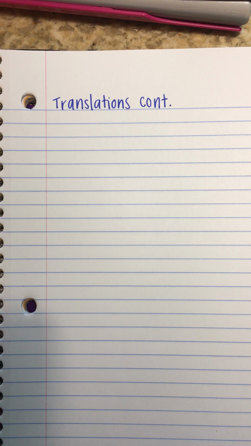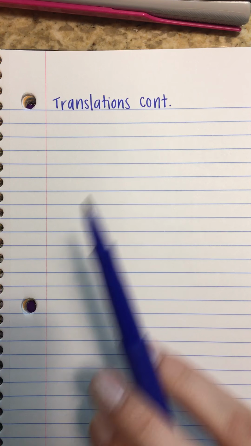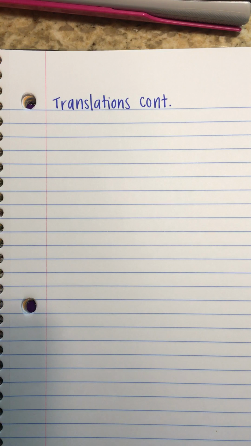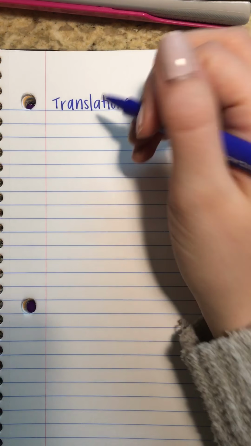Okay, so continuing with translations, remember we said yesterday that translations are some shift. So it's when we take a point or a shape and we're shifting it either up, down, right, left, etc. So we actually plotted the new images yesterday. So today our goal is going to be to try to find the ordered pairs. So let's start with an example.